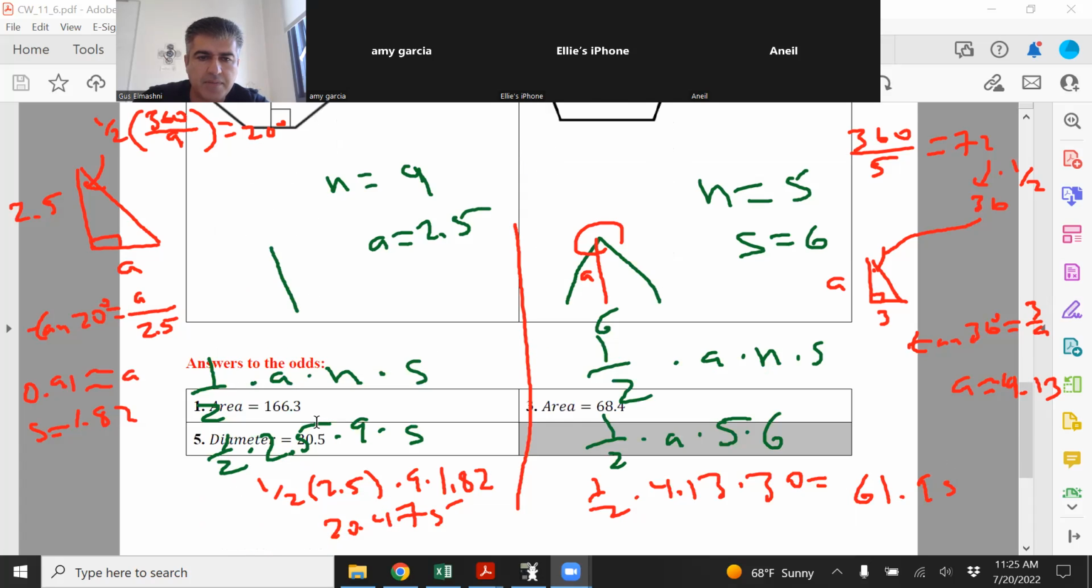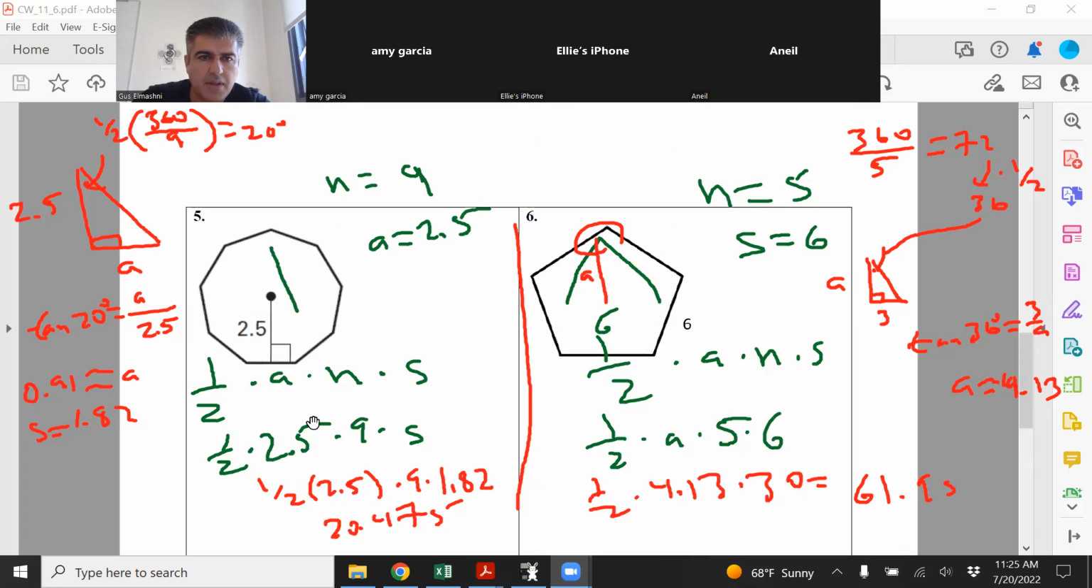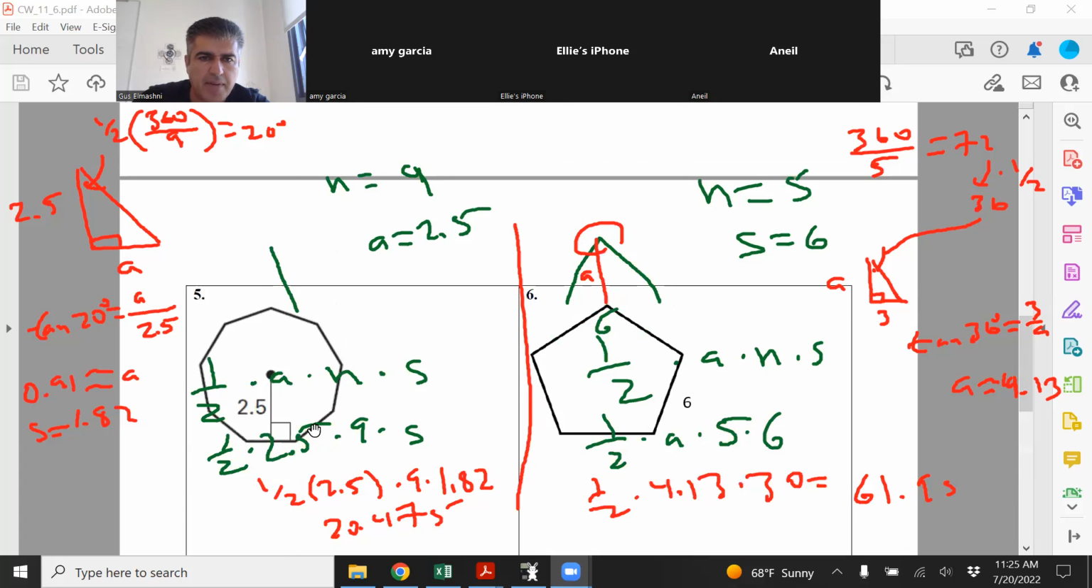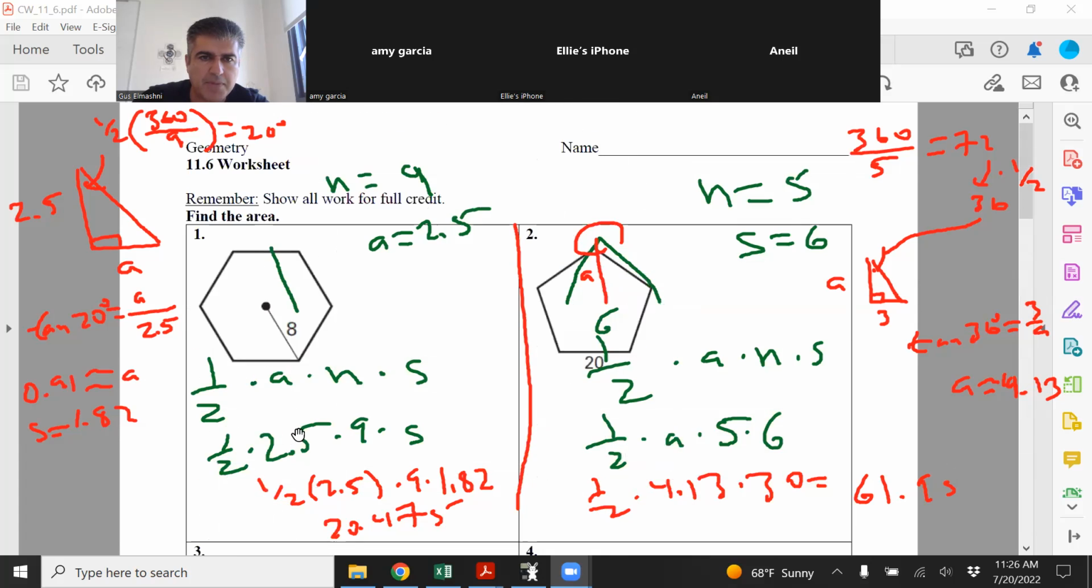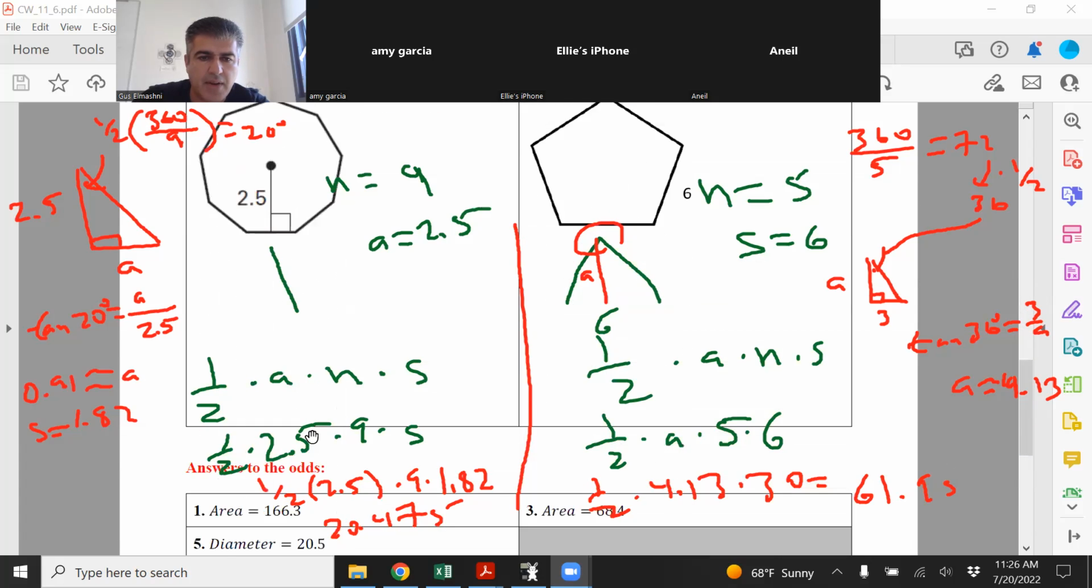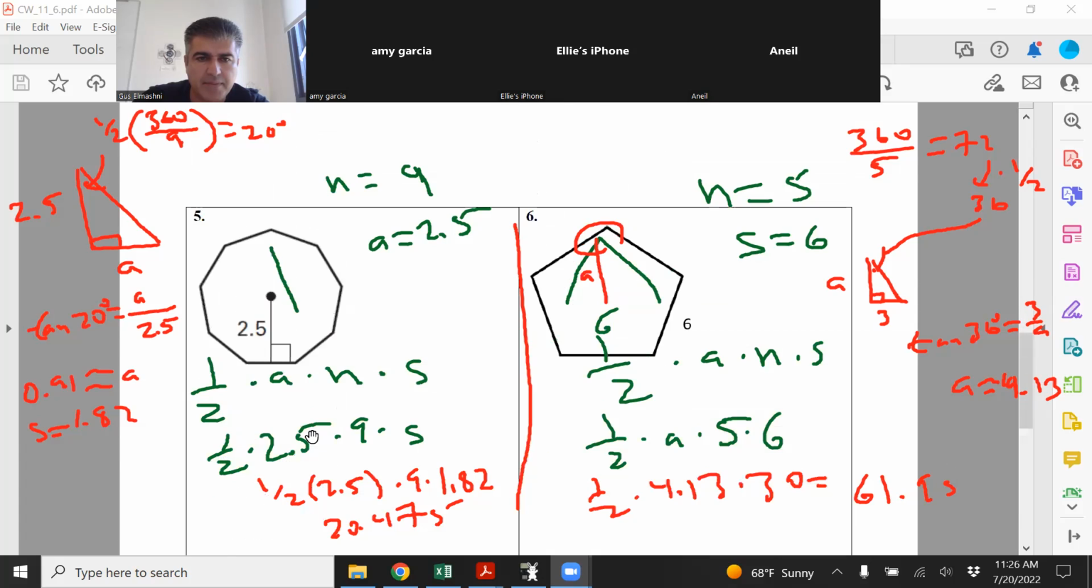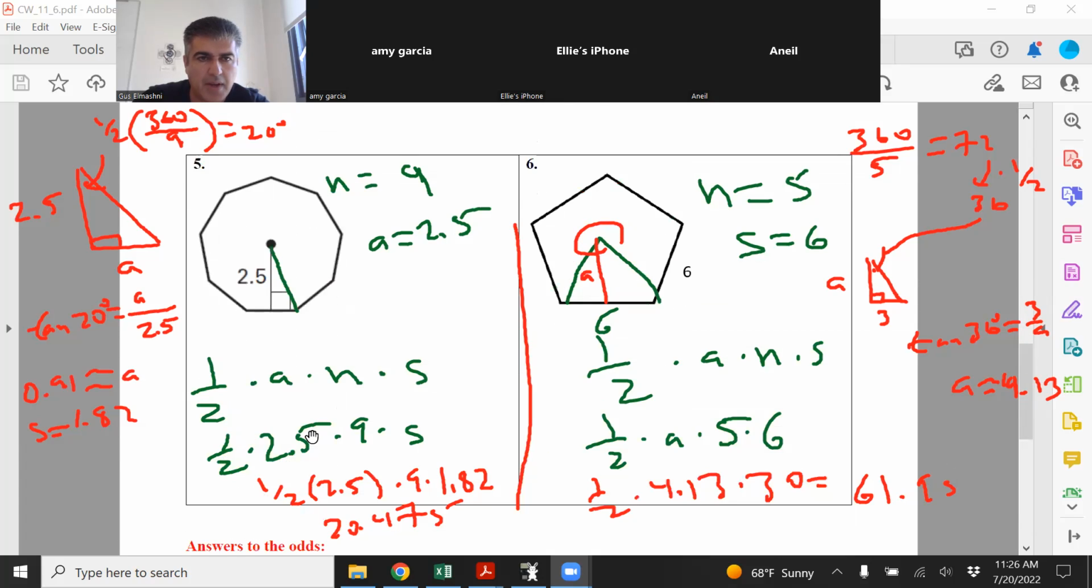I know I said diameter for number 5. That's weird. These are all area problems. So just said area for number 5 is 20.5. It's not a circle.